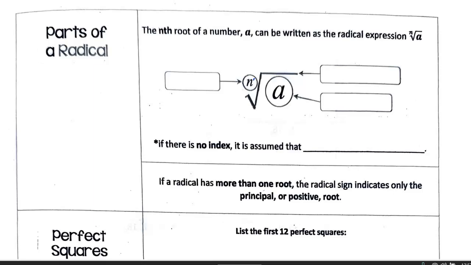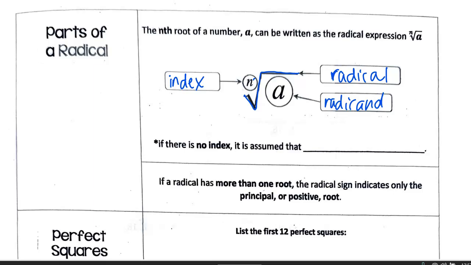This little root, this n, we call our index. This weird symbol here is our radical. And then that a is called a radicand. We don't really call it the radicand very often, but it is important to know that that's what it's called.